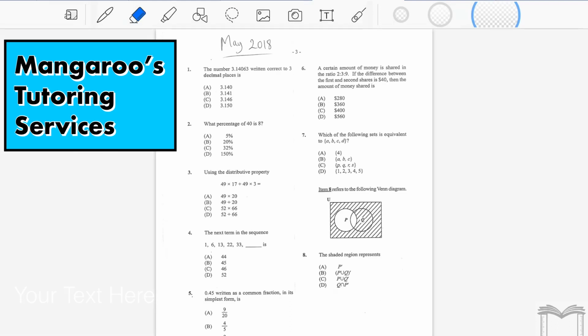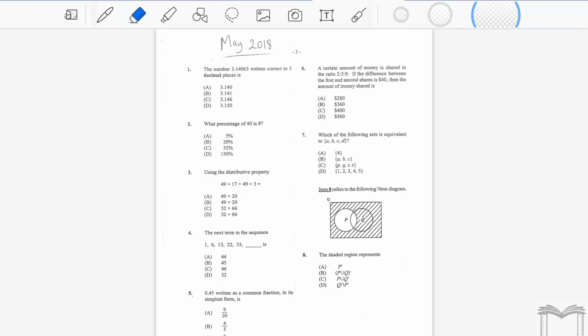CSEC Maths Paper 1, June 2018. Now remember, you can attempt any or all of the questions before I give the solution. So here you can see numbers 1 to 8. You can feel free to pause the video, attempt the questions, and then we will go through the solutions.